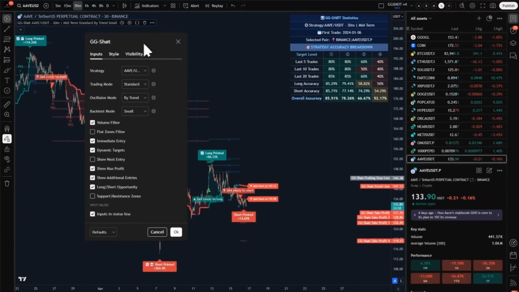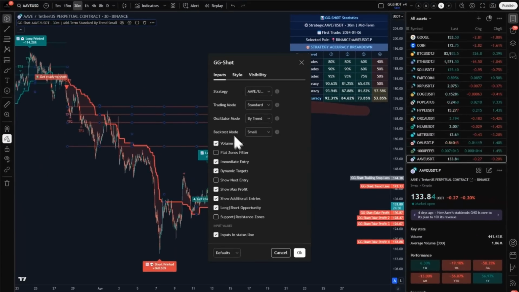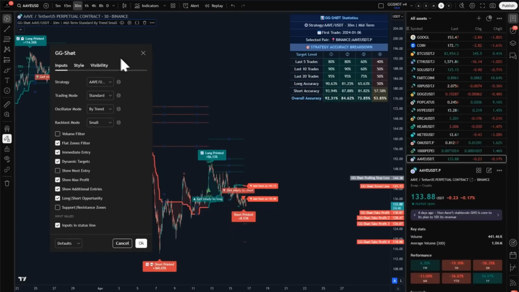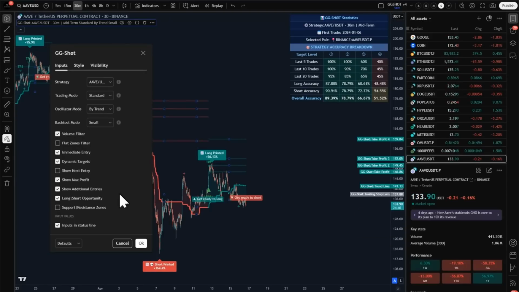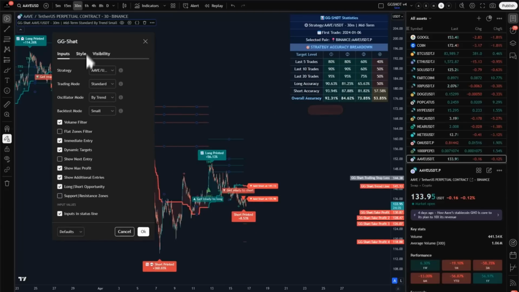Now let's enable the filters. ggshot VI4 includes 2 optional filters to improve signal quality. Volume filter filters out signals during low volume phases. Flat zones filter blocks entries in compressed or sideways market zones. As you can see, enabling filters improves accuracy, especially in sideways or low volume conditions.